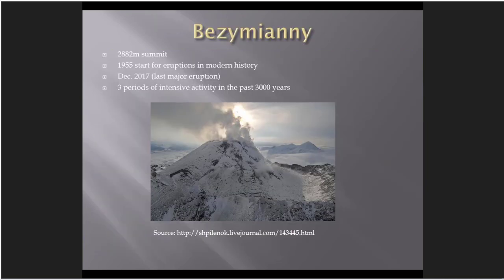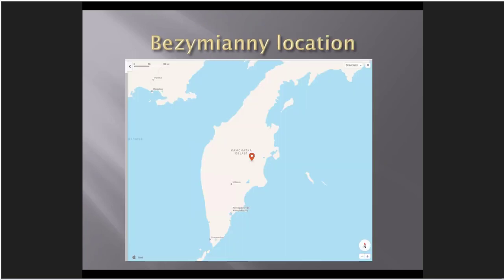So a little background on VAAC. It has a summit near 10,000 feet, and the eruptions in modern history started in about 1955. The last major eruption, I believe, was December of 2017. And there have been 3 periods of intensive activity in the past 3,000 years. So there's a picture of the volcano itself. That's from the web source shown, and it's just a historical picture of the mountain itself. So the location is in the east central portion of the Kamchatka Peninsula.